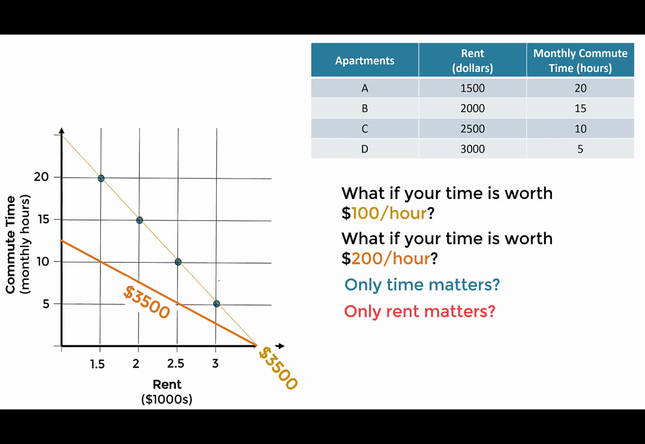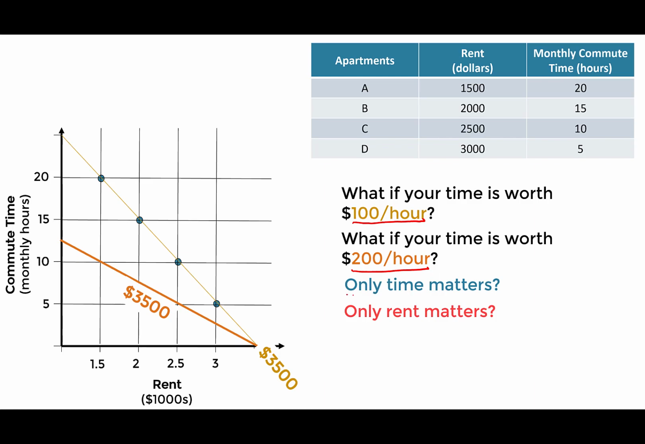Let me ask you 2 more questions. What if only time matters, or what if only rent matters? We're kind of returning it to a single objective. Well, notice from $100 an hour to $200 an hour, our ISO preference line of where we're equally happy with all the apartments on those lines has gotten flatter. The slope has gotten flatter because time has become more valuable.